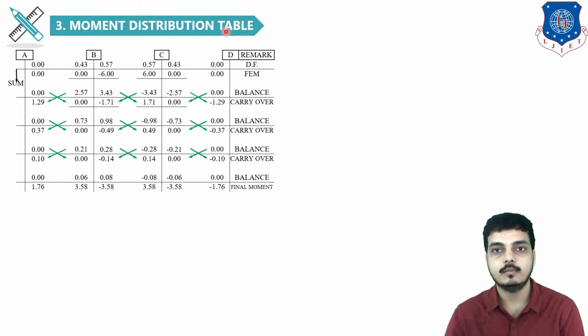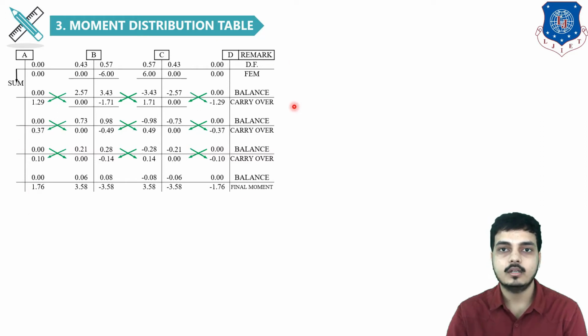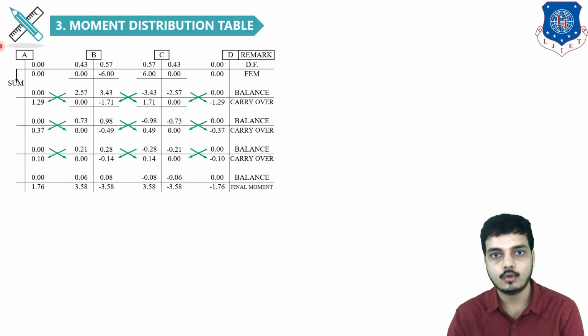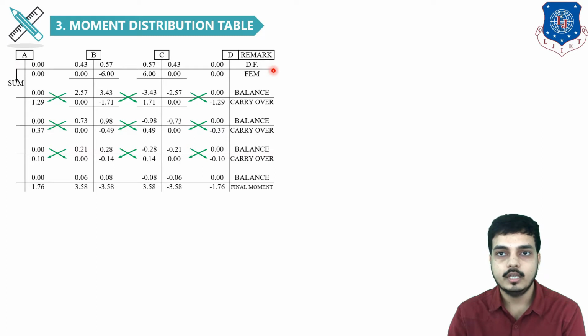In the moment distribution table, I have done the entire calculation in a single go, because till now we have explained how to solve this, and we have understood how to calculate each and every value. Let's see. A, B, C and D: there are 4 joints, so I have made 4 columns, and then a row in which above it will be the distribution factor and below it will be the FEM. A and D are fixed, so 0, 0, and the respective value of B to A is 0.43 and B to C is 0.57. You can check.